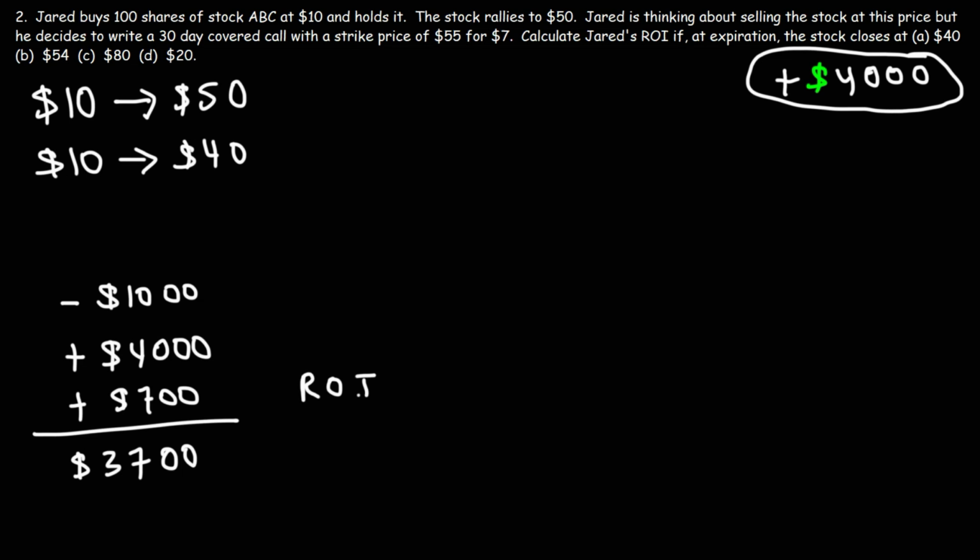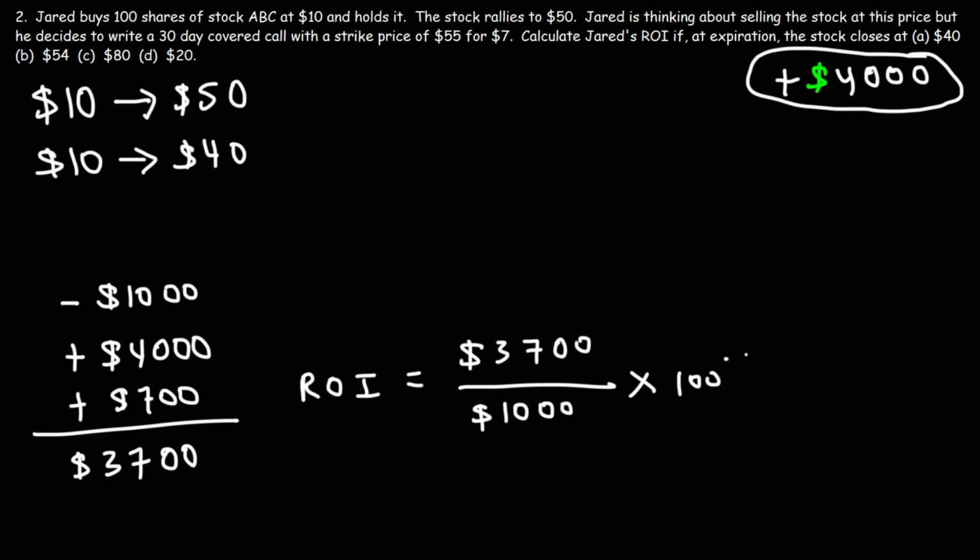So now his return on investment is going to be the profit that he receives of $3,700 divided by the cost of investment, 1,000, times 100%. So his return on investment is 370%, mostly due to the fact that the stock rallied to $50 before dropping to 40.